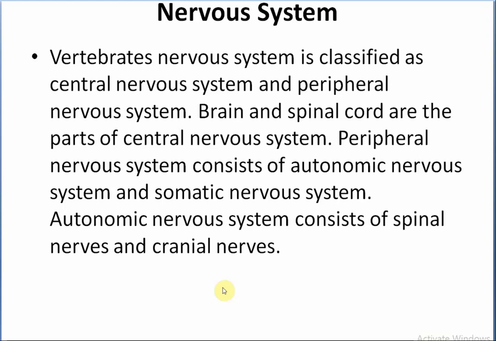The brain and spinal cord are the parts of the central nervous system. That means the central nervous system, or CNS, is composed of the brain and the spinal cord. Together you will call it the central nervous system. The peripheral nervous system, that is PNS, consists of the autonomic nervous system and the somatic nervous system. The autonomic nervous system consists of spinal nerves and cranial nerves.